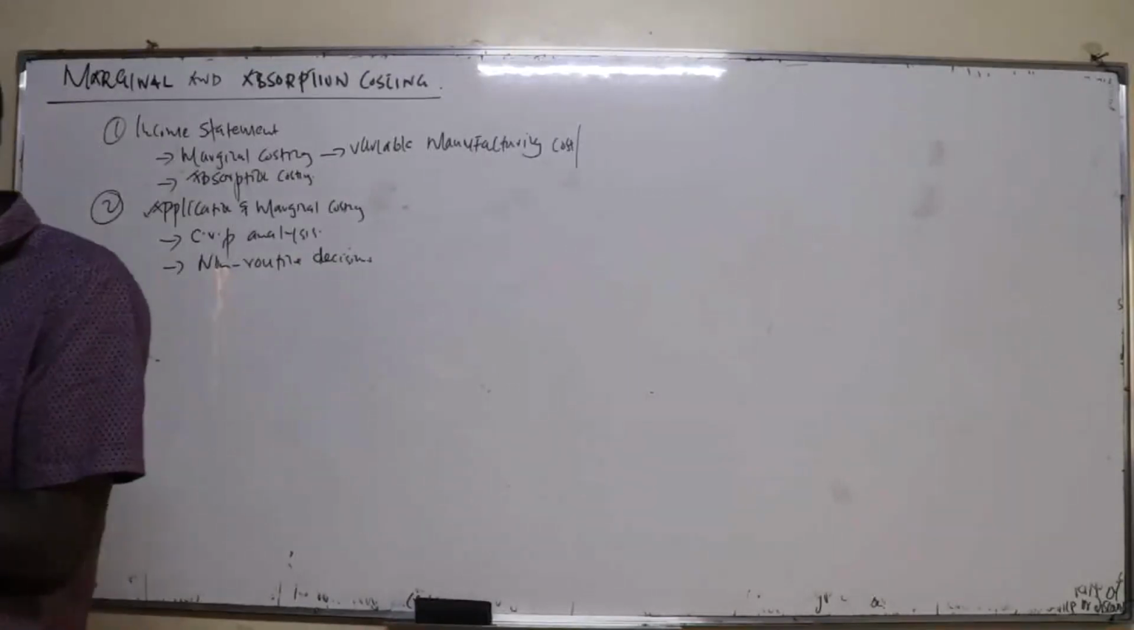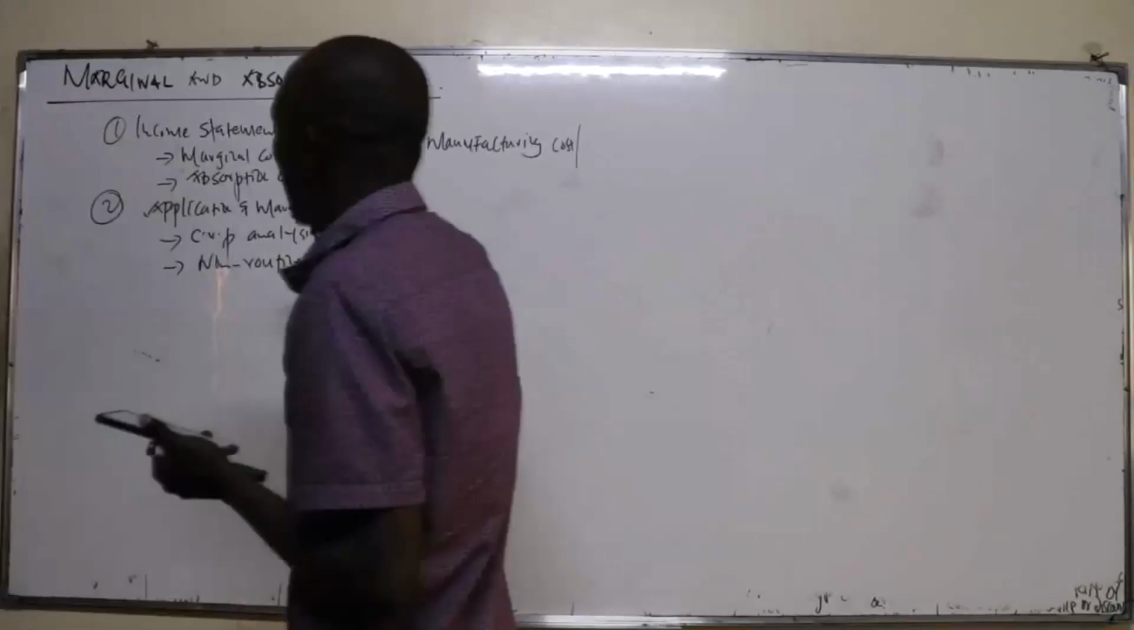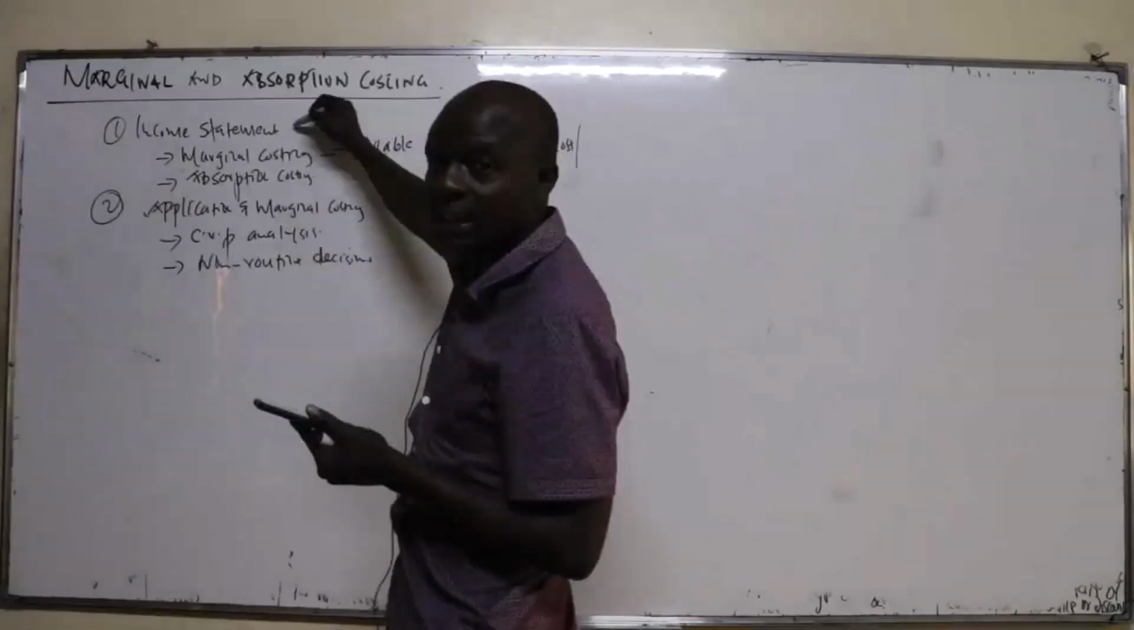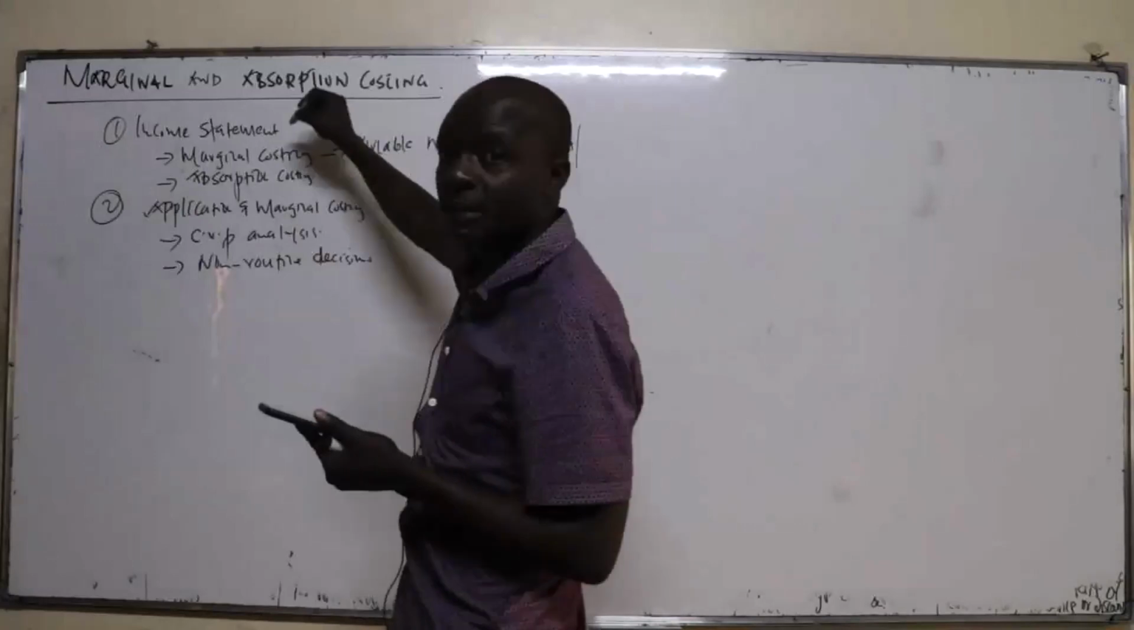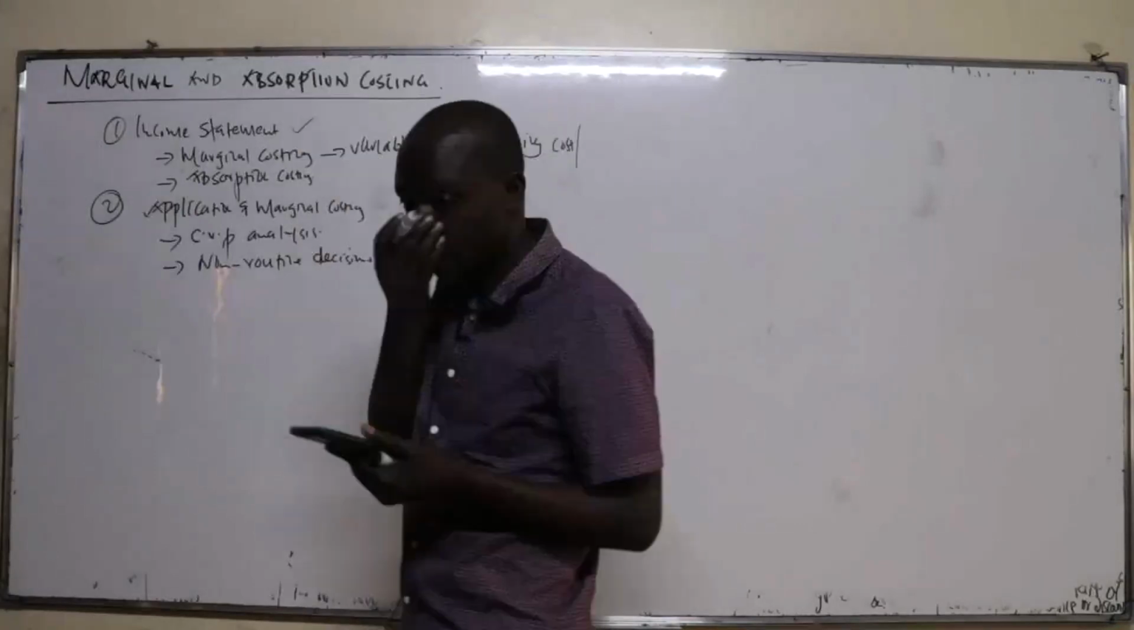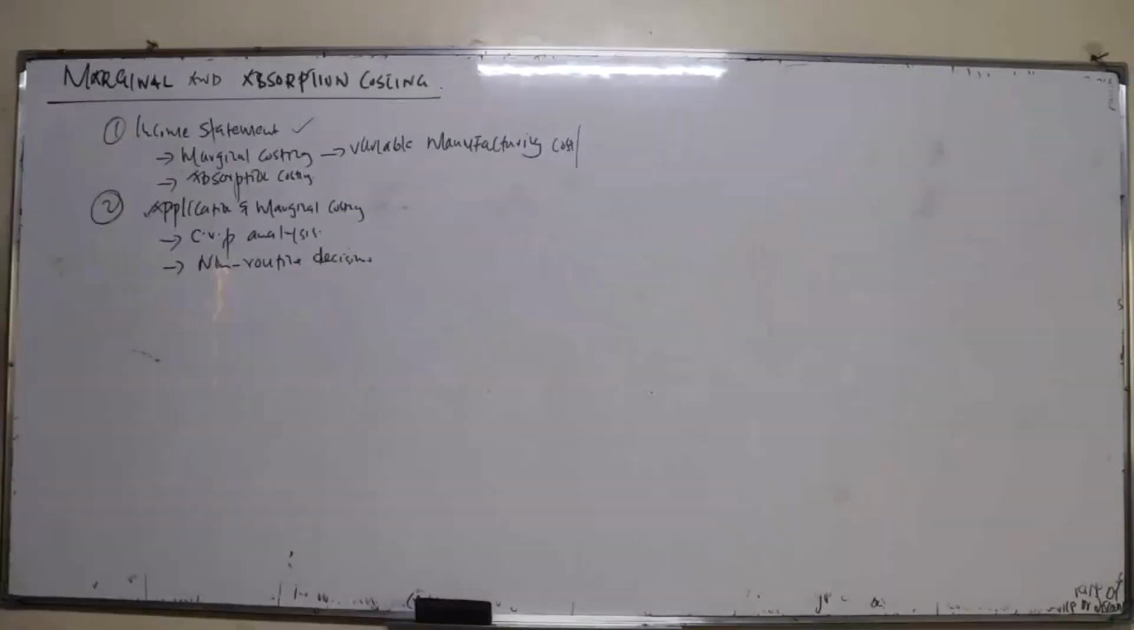Now, I want us to look at the first item under the topic, which is the income statement. There are a number of questions that I've highlighted there, but I want us to start with May 2015 question number 3B. So if you have your past papers, you open May 2015 question number 3B. So we're looking at the income statement. That is the first thing, income statement.